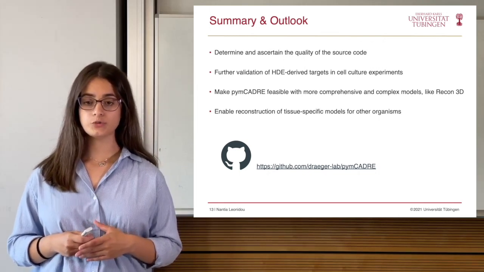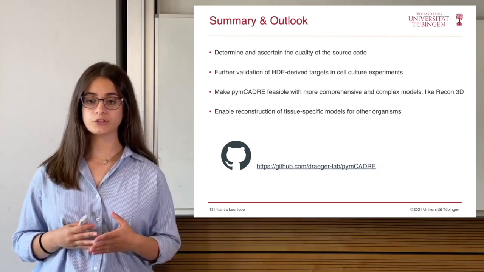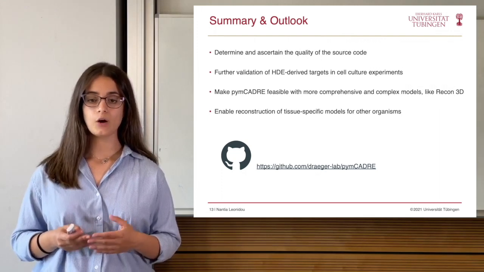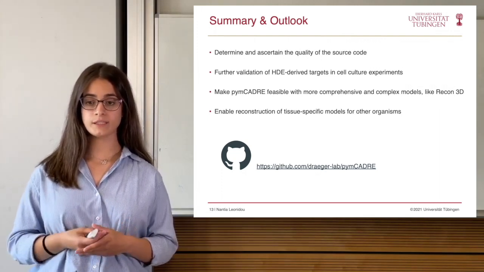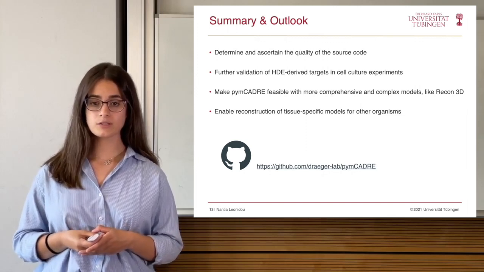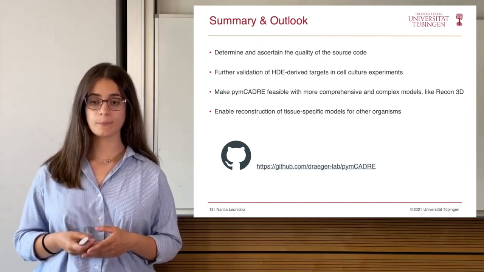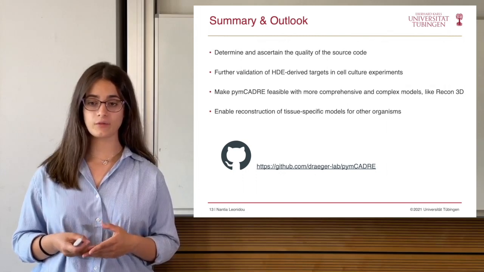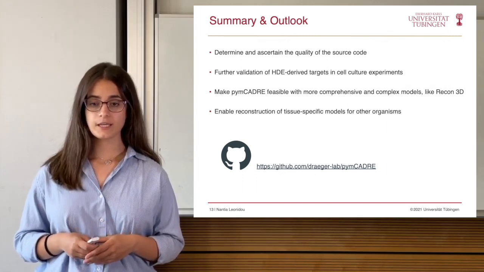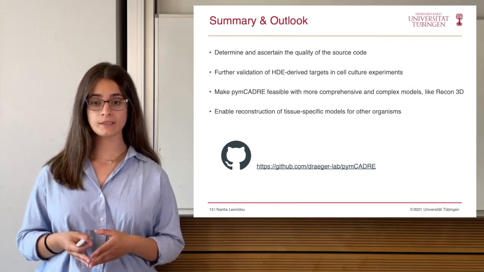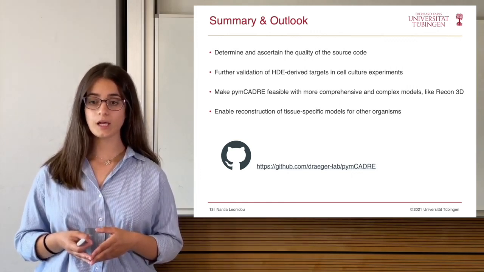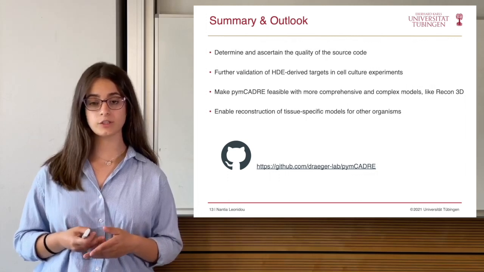PyMCadre could be used to create models for diverse cell and tissue types. All these models could be then utilized to mirror interactions with bacterial pathogens or symbionts and the human as host, aiming at the detection of effective therapies. Some validations could be done to improve the quality of PyMCadre. For instance, implementing automated test scripts will help to determine and ascertain the quality of the code.